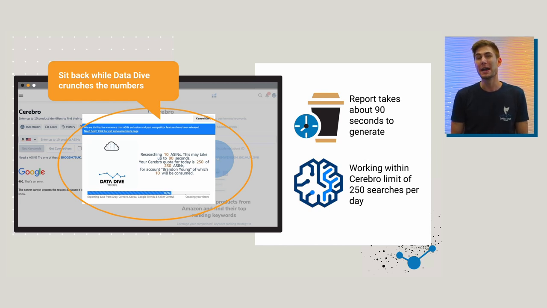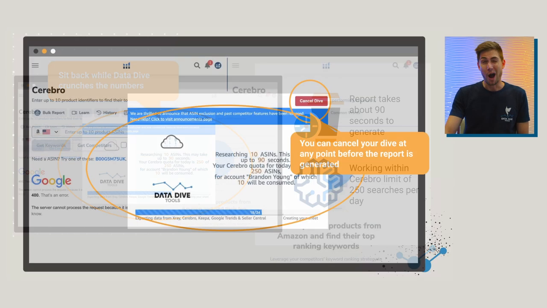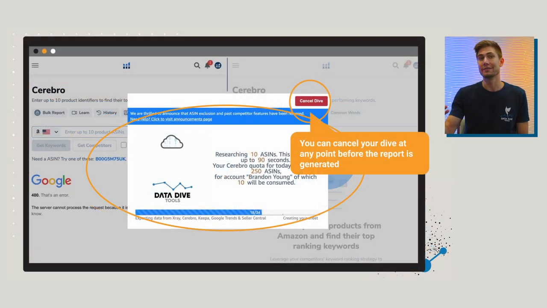The other thing that I want to mention is that DataDive is going to work within whatever your Cerebro quota is. So in most cases, 250 searches in a day. If you find that in a day you're getting close to that Cerebro quota, maybe potentially think about having a dive which includes less competitors. If every single dive that you're doing includes 25 competitors, obviously you're going to hit that quota a little bit sooner. So also worth noting, at any point while the dive is running, you can click the red cancel dive button, and then that dive will be canceled, and then you won't deduct from your Cerebro quota for the day.